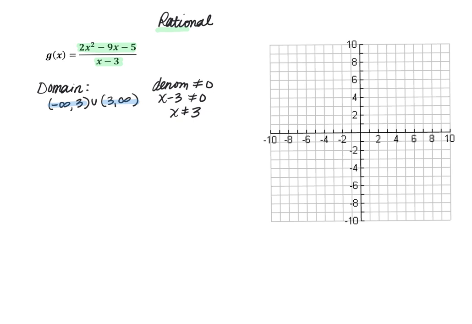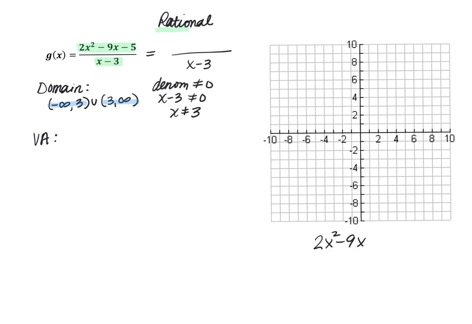So after the domain, we need to find the vertical asymptote or vertical asymptotes if there's more than one. And to do this, it's really important that you simplify the function first. So for this function, we're going to see if the numerator factors. So I'm going to do my factoring over here off to the side.